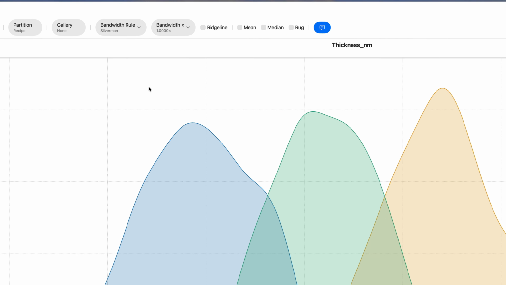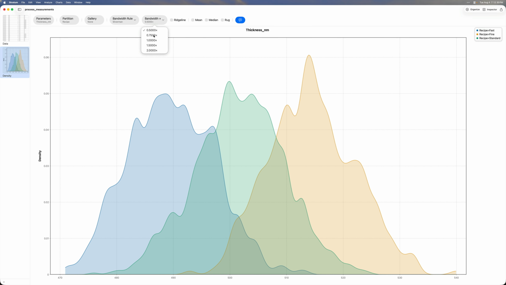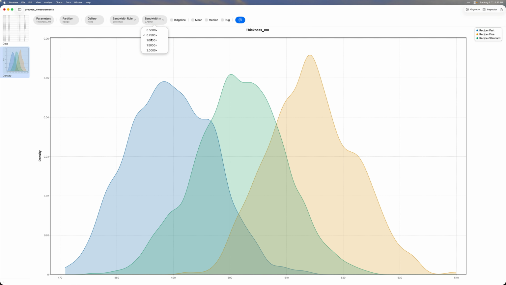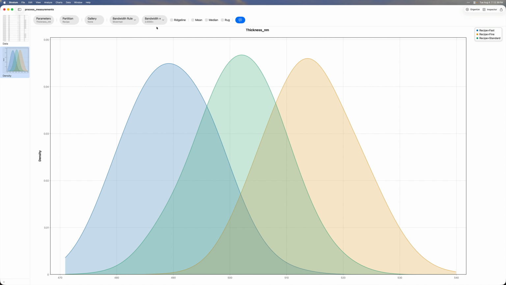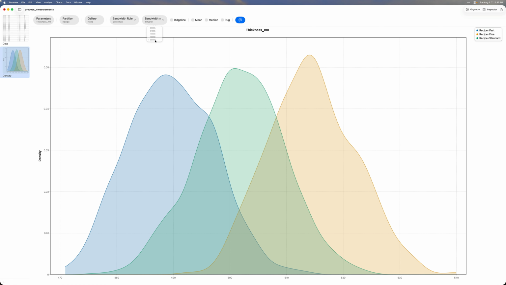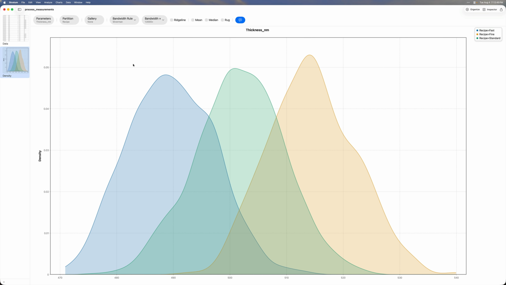A density curve has one knob that matters, the bandwidth, which sets how wide each bump is. Too narrow, and the curve goes spiky, inventing peaks out of noise. Too wide, and it washes everything into one bland hump. Stratum can pick a good value for you with rules like Silverman, Scott, or Sheather-Jones. Then you nudge from there.